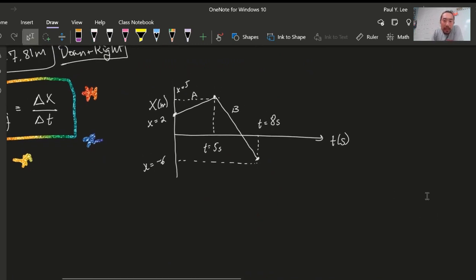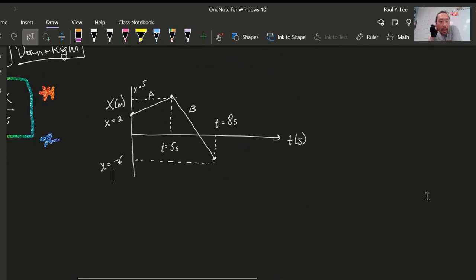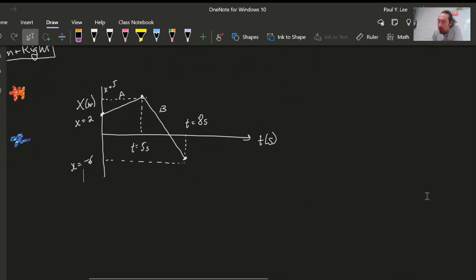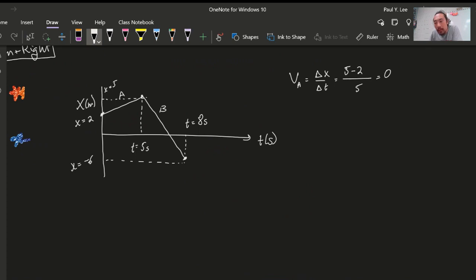And so let's find the different velocities for parts A and B, and then let's find the average velocity for the entire trip. So the velocity for part A would be the total displacement over the elapsed time. So we went from 2 meters to 5 meters. And so that would be 5 minus 2. Remember, it's always final minus initial. And that took a total of 5 seconds. So this would be 3/5. So this would be 0.6 meters per second. And remember, this is positive.